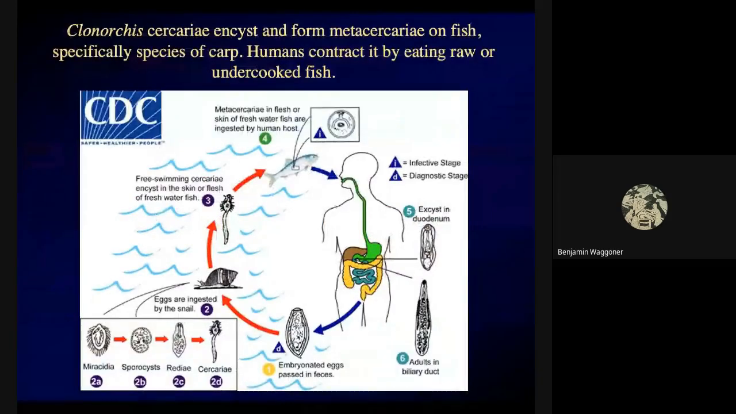So how do you get this? You get this by eating metacercaria in the flesh or the skin of freshwater fish, notably carp. And you can see they come out in the duodenum, they colonize the bile duct, eggs pass out in the feces, the eggs get eaten by snails, and you get miracidia, sporocysts, rediae, etc. The cercaria come out and form metacercaria in the skin or the flesh of freshwater fish. So should be very familiar to you by now. Lab for the next 2 weeks, we're going to be looking for metacercaria in freshwater fish.